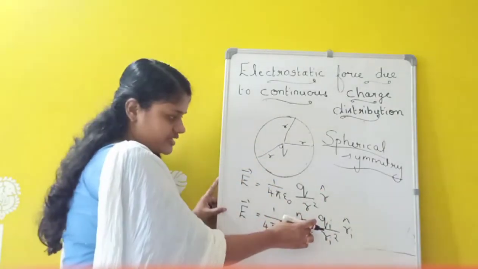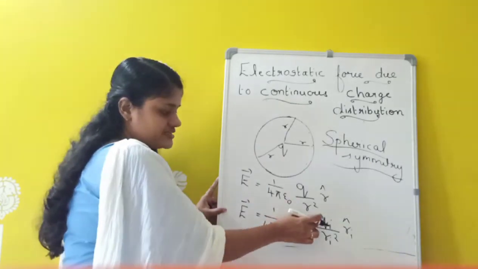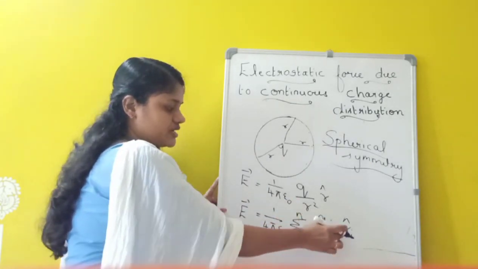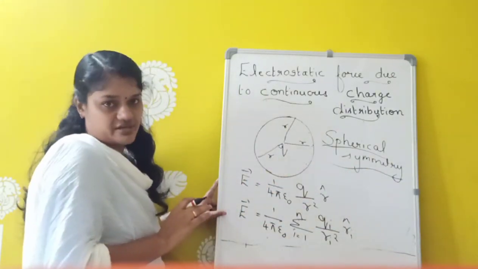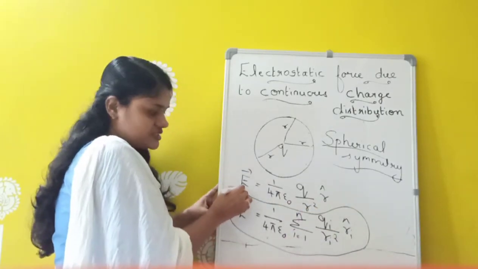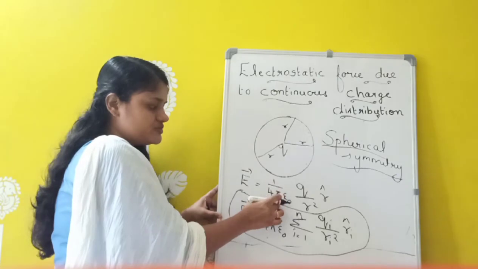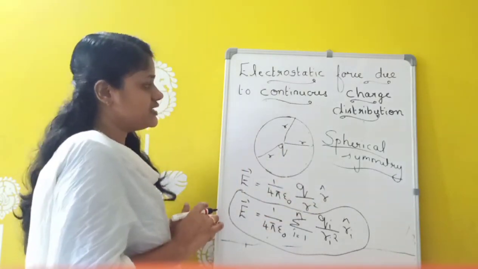For the first charge, we can write Q1 by R1 square into unit vector R1. Similarly, for the second charge, Q2 divided by R2 square into unit vector R2. Like that, we can add all these electric field vectors. This is in the case of many charges. For one charge, we write 1 by 4 pi epsilon 0 q by r square into unit vector r. So this much about electric field intensity.